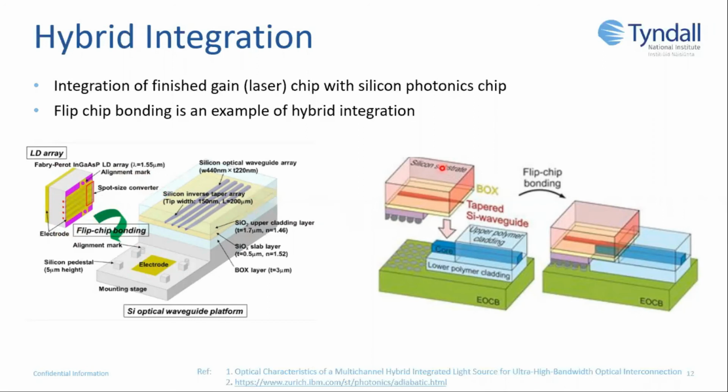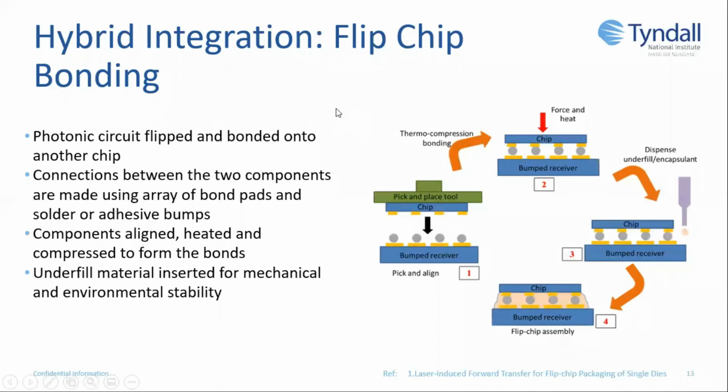Now, the chip that is to be flip chip bonded doesn't necessarily have to be the gain chip. Over here, we have an example of a tapered waveguide that's going to be coupling to a polymer waveguide. But the key thing is that these chips have finished devices on them. So your gain chip, or the chip with the photonic devices that you want to transfer, is flipped and it's bonded onto the silicon photonics chip.